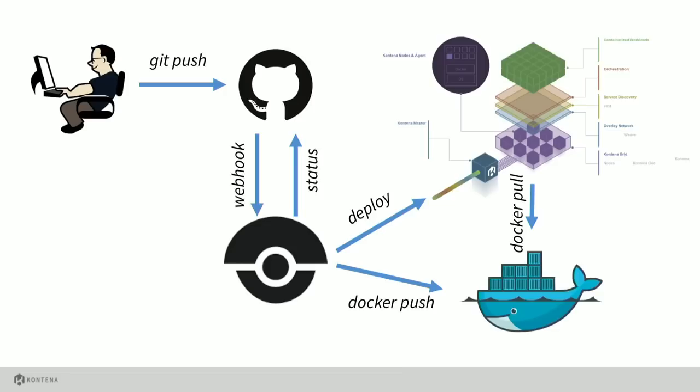Drone of course has these status events also available for GitHub. So whenever you open a pull request, you can see what's the status of your build for the pull request.